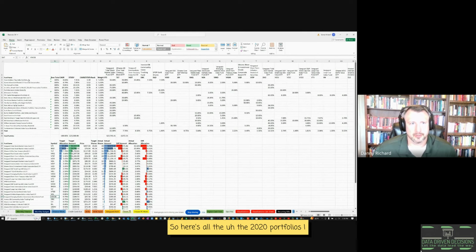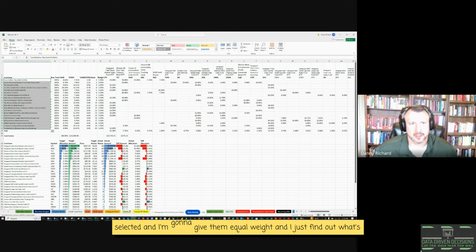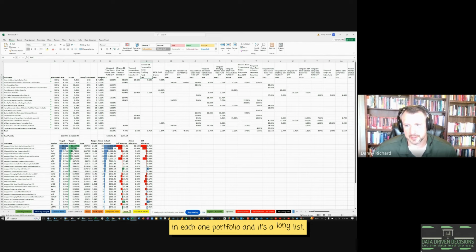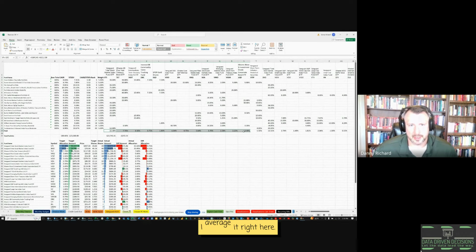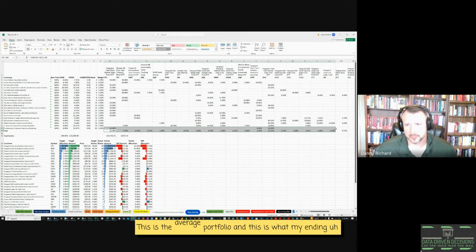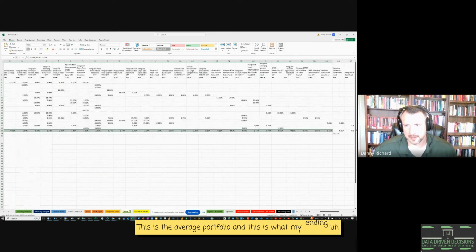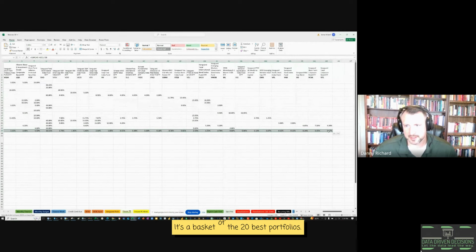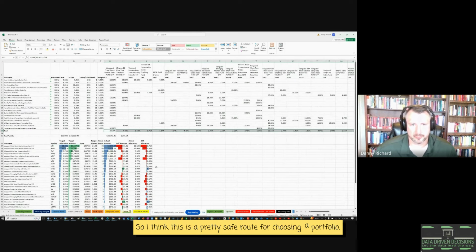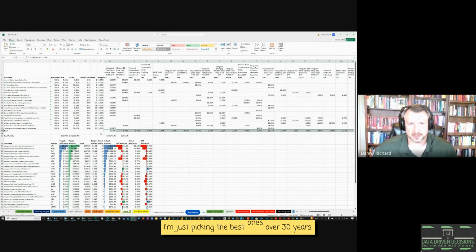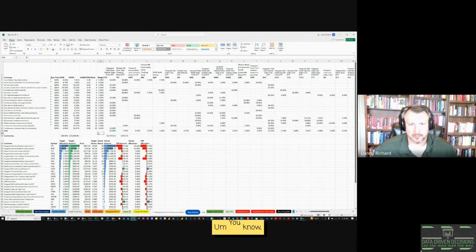That's right here. Here are all the 20 portfolios I selected, and I'm going to give them equal weight. I just find out what's in each portfolio, and it's a long list. I include every single one, and then I average it right here. This is the average portfolio, and this is what my ending portfolio is. It's a basket of the 20 best portfolios. So I think this is a pretty safe route for choosing a portfolio. I'm just picking the best ones over 30 years, and it's not a simple portfolio.